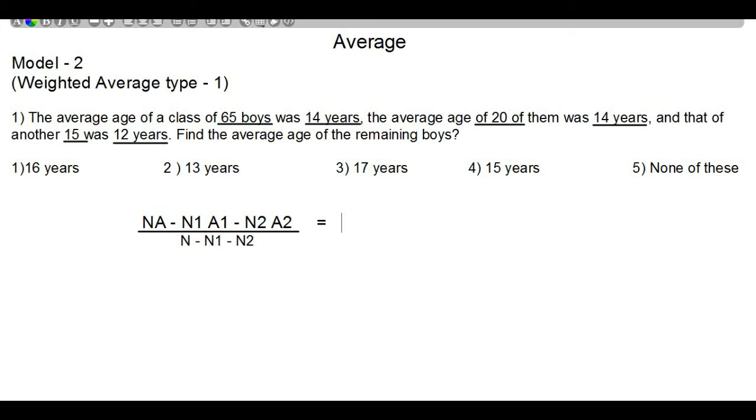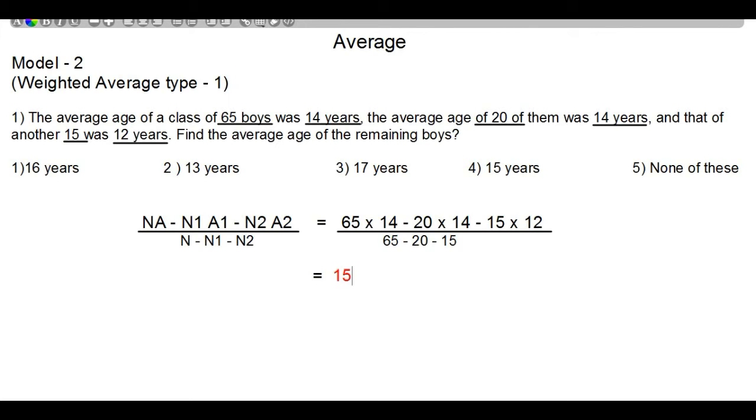that is total number of students 65 into their average 14, minus the other group here is of 20 boys where the average is 14 years. So total of these 20 boys can be taken as 20 into 14, minus the third group is 15 boys where the average is 12 years. So their total can be taken as 15 into 12, divided by total number of students 65 minus number of students in the first group 20 and number of students in the second group, that is 15, which comes out to be 15. So we can say that the average age of the remaining boys will be 15 years.